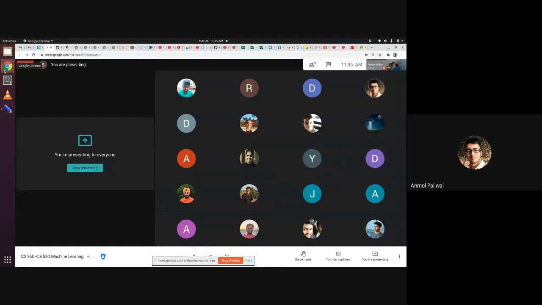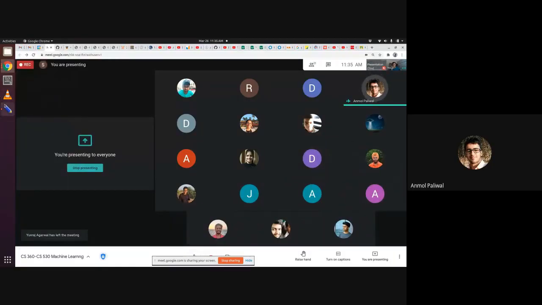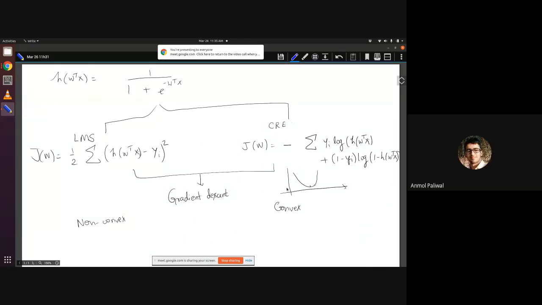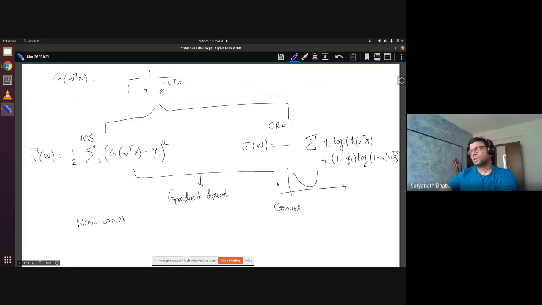Sir, I have one silly question. Why do we call the second method cross entropy? It's clear that we call the first method least mean square because we are minimizing the square. Actually, see, entropy is a measure of uncertainty.